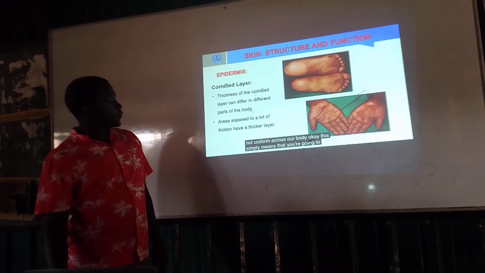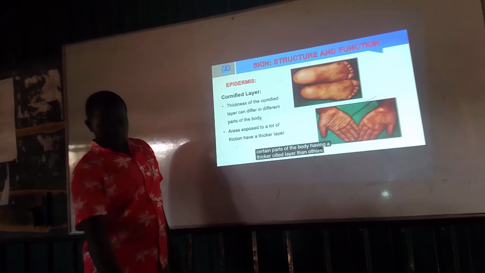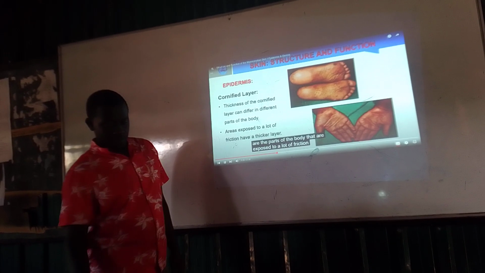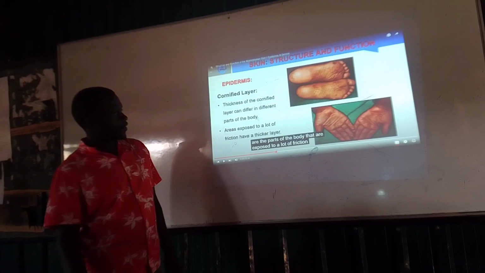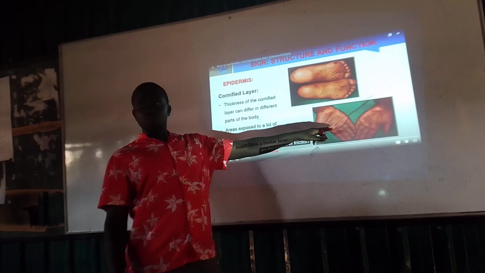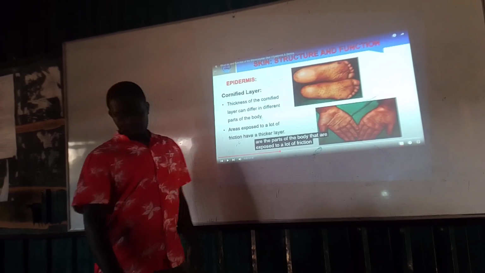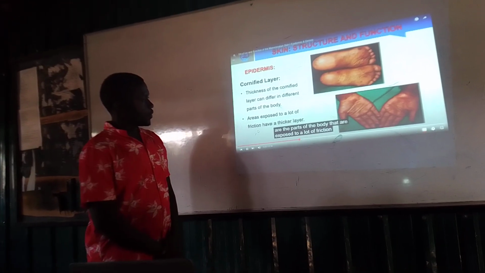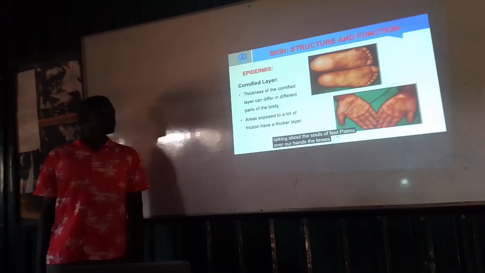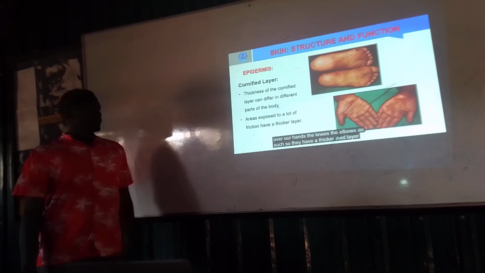Now, the conified layer is not uniform across our body. This simply means that certain parts of the body have a thicker conified layer than others. These are the parts of the body that are exposed to a lot of friction. I'm talking about the soles of the feet, the palms of our hands, the knees, the elbows as such. So they have a thicker conified layer.